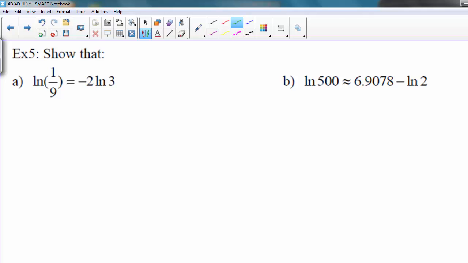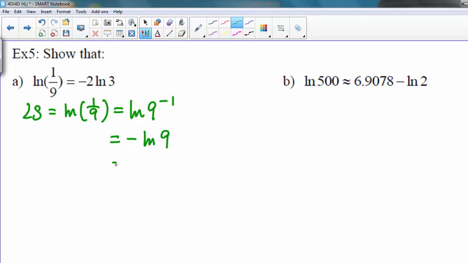Show that log 1/9 equals negative 2 log 3. So the left side is log 1/9, which is the same as, I can bring this negative 1 to the very front first. It's negative log 9. And the 9 is 3 squared. Then I bring this 2 to the front and multiply it by this negative 1 in front. So it's negative 2 log 3.